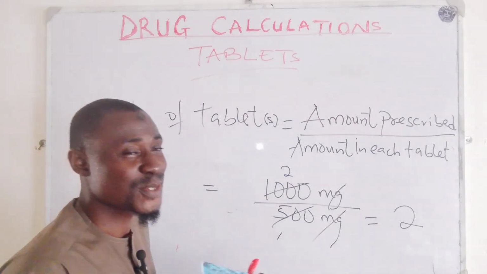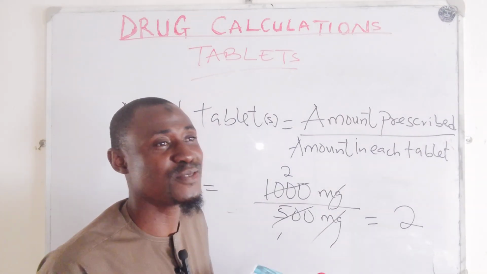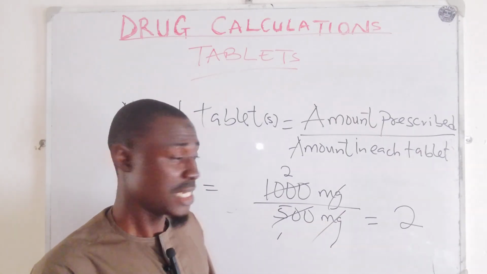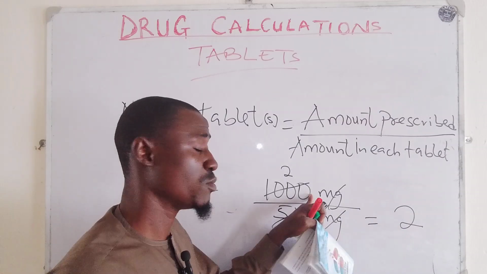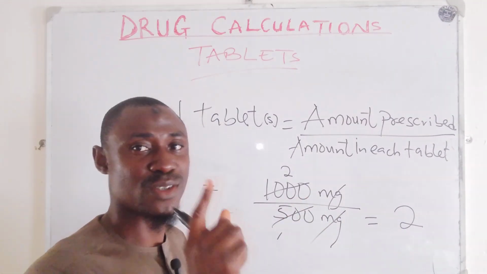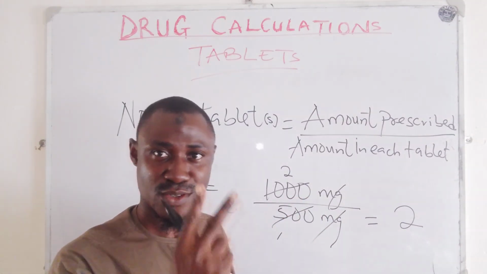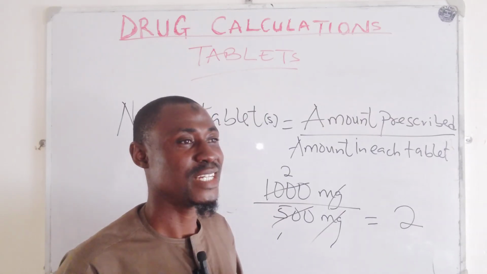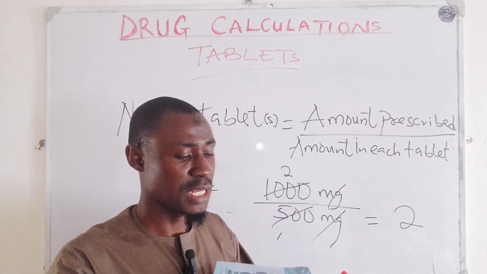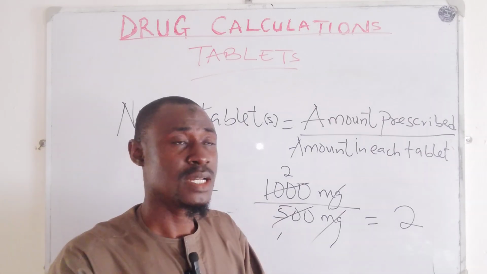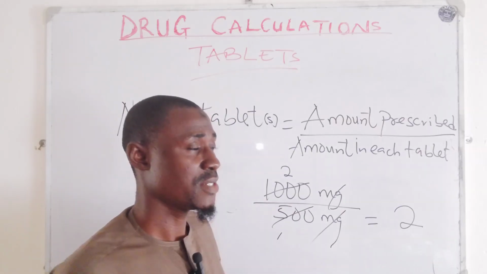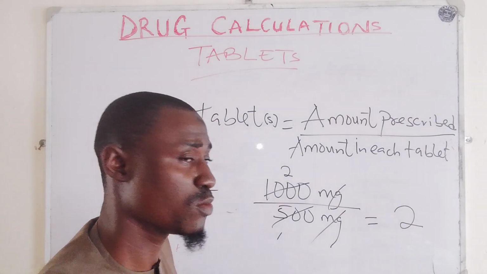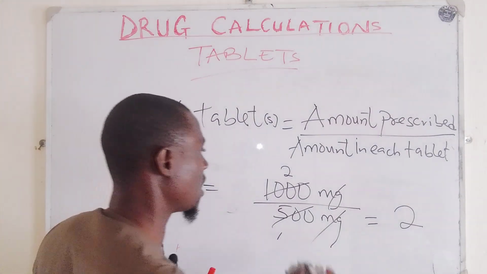If not for the sake of calculation, ordinarily you should have known that 2 tablets should give you 1000 milligrams, since each tablet gives you 500, and when you sum 2, it gives you 1000 milligrams. But of course, in exam situations or sometimes in real life, since it's drug, you have to put pen to paper to be sure that you are not speaking from yourself, but from what you have seen and what you have calculated. I think it's better that way.